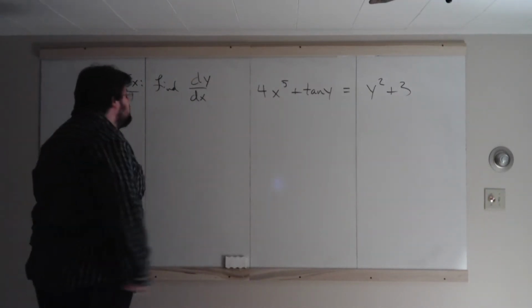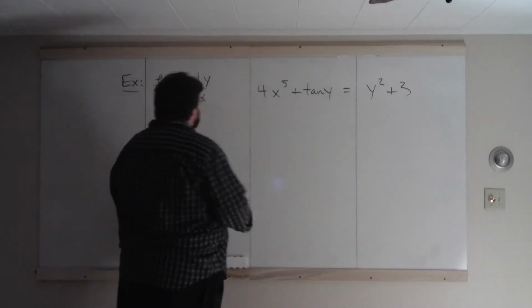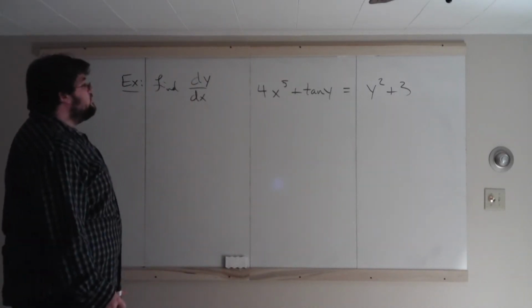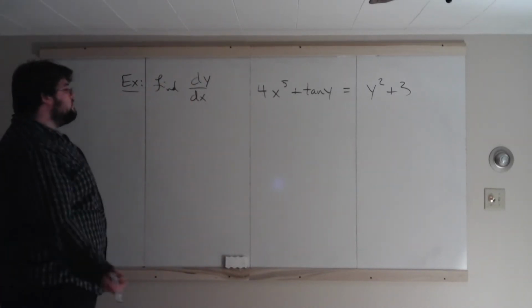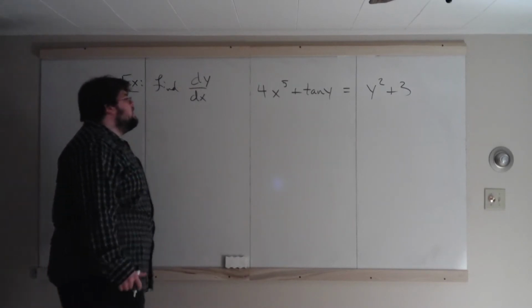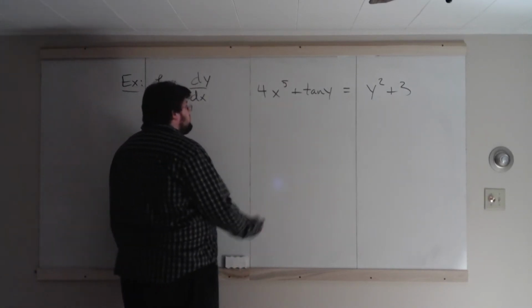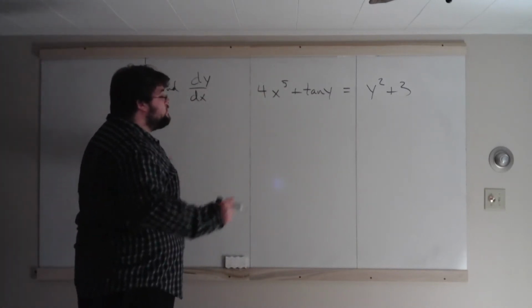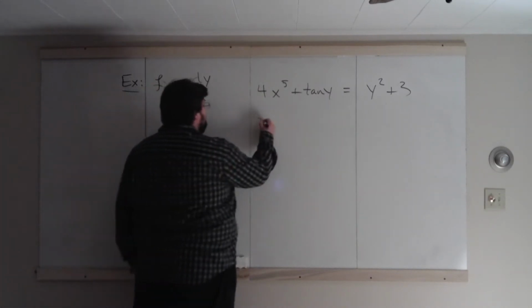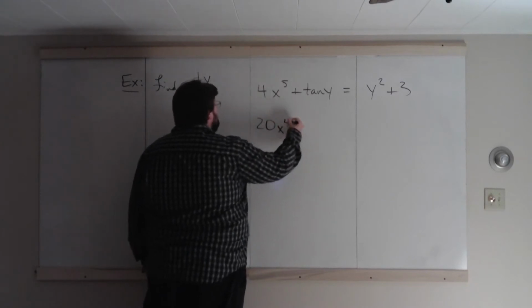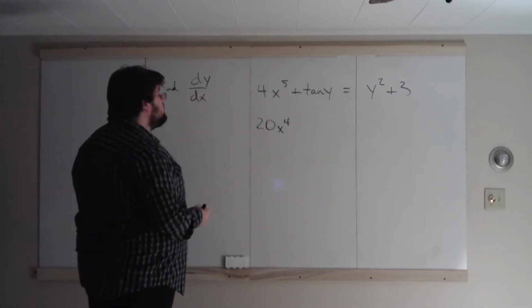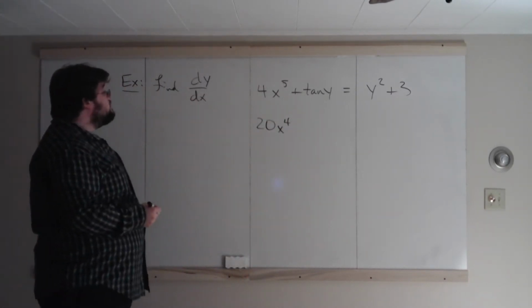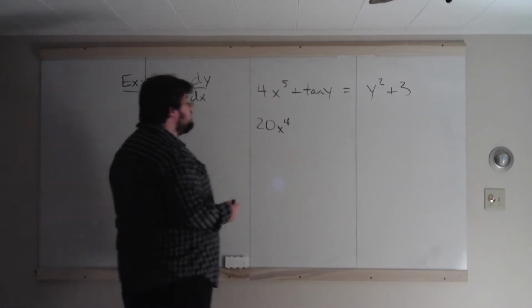It won't work. But next, we have an equation relating x and y. So what we can do is differentiate it implicitly. So differentiate with respect to x. And every time you take the derivative of y, you're going to apply the chain rule. Derivative here, the derivative of x to the fifth is 5x to the fourth. 5 times 4 is 20, so we get 20x to the fourth.